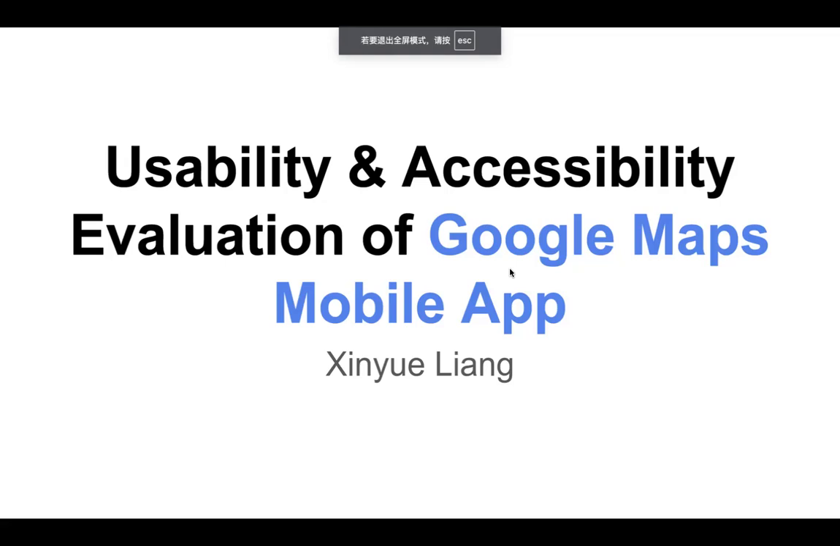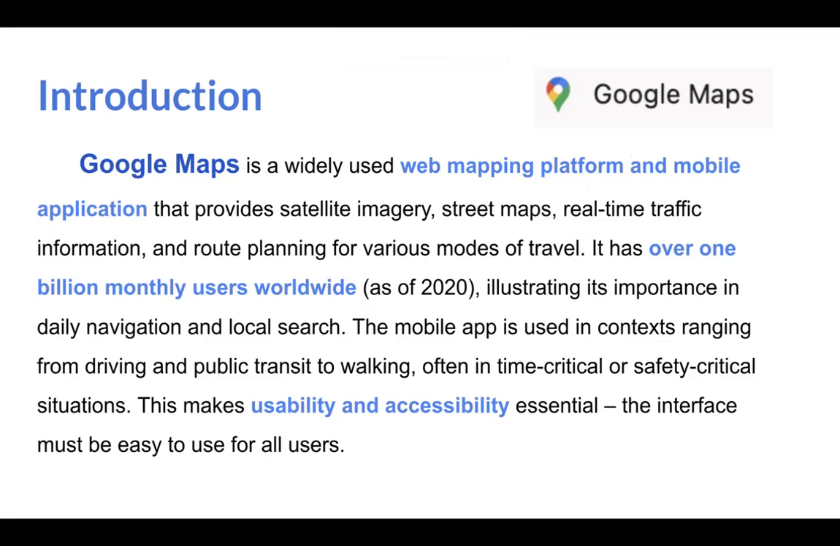Today, I want to show the usability and accessibility evaluation of the Google Maps mobile app. First is the introduction. Google Maps is a widely used web mapping platform and mobile application that provides real-time traffic information for traveling. It has over 1 billion monthly users worldwide, illustrating its importance in daily navigation and local research.